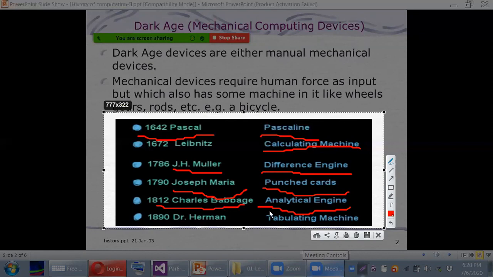Then the last device of this dark age is the tabulating machine. The tabulating machine was invented by Dr. Herman in 1890. So this was the quick overview of all the mechanical computing devices of the dark ages. Now we will study Pascaline in a little more detail.